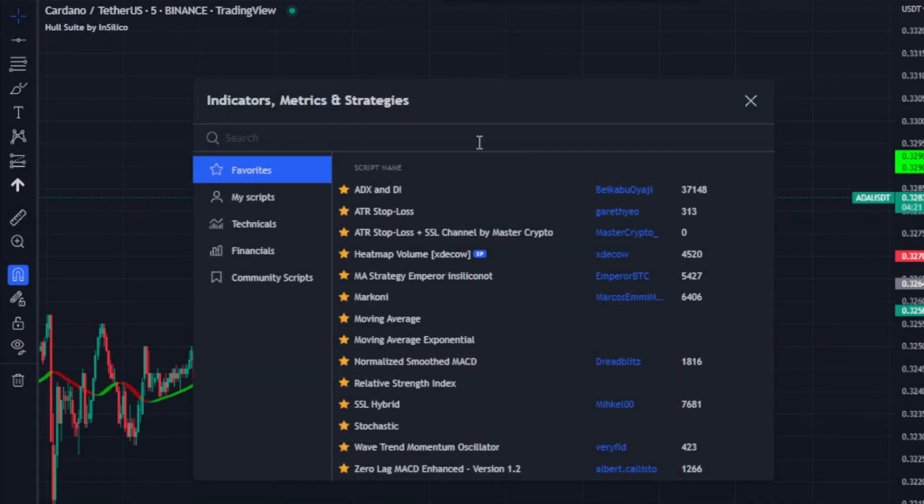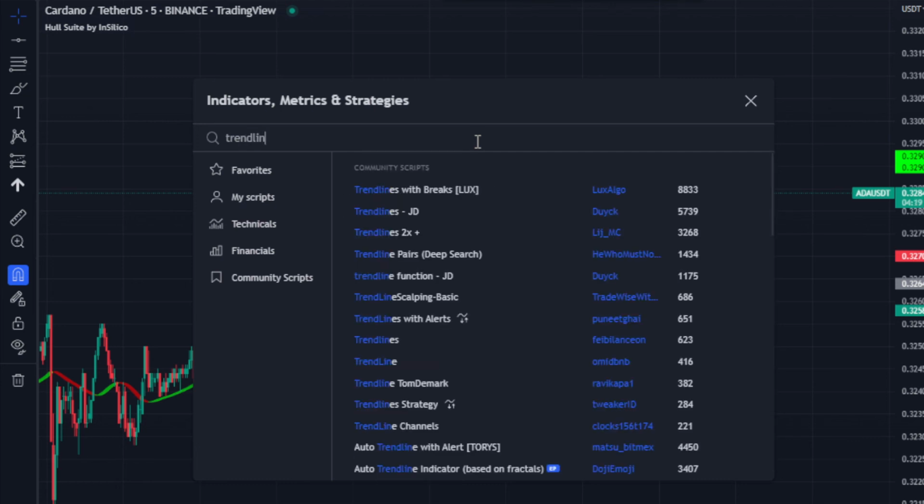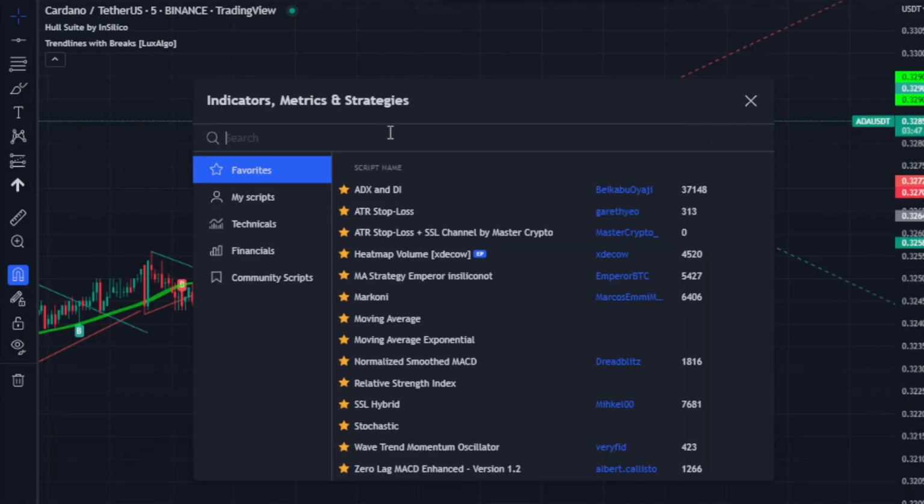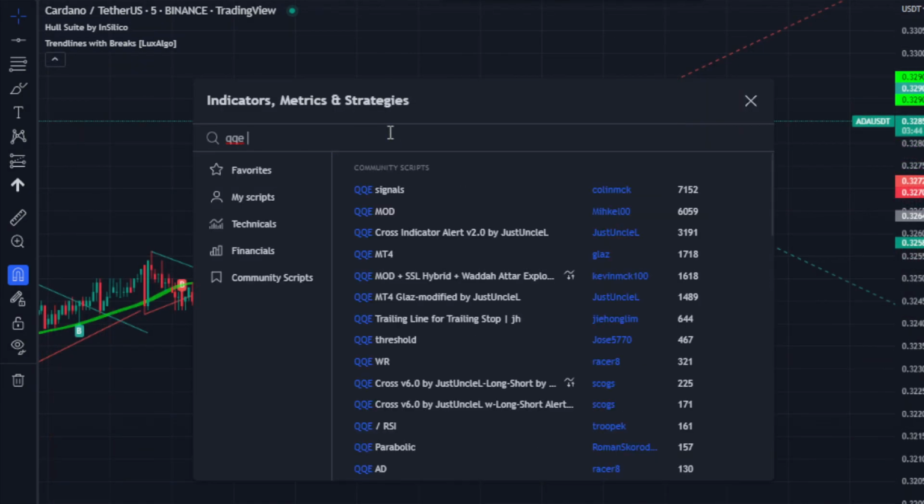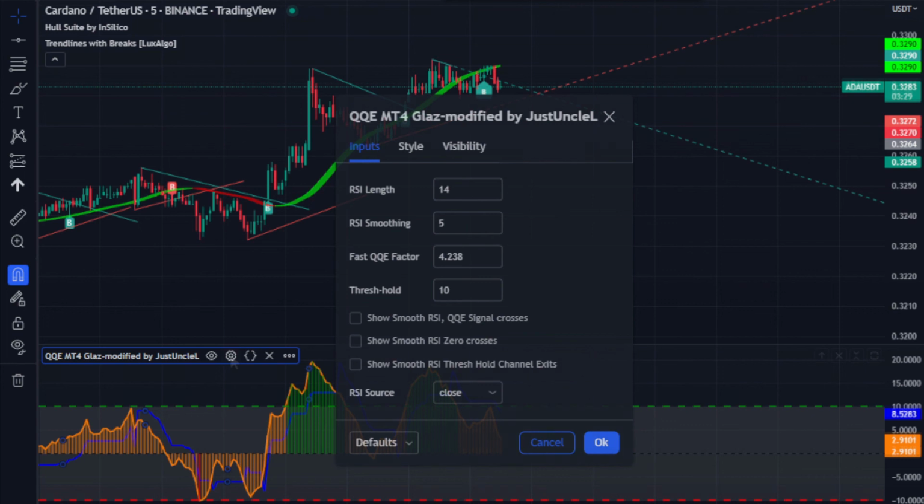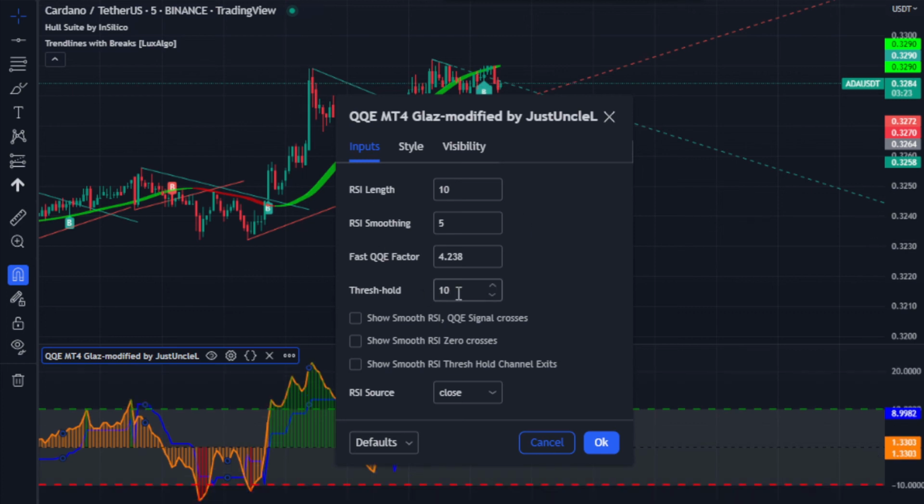The second indicator is trend lines with breaks created by LuxAlgo, and we leave this indicator by default. And finally we are going to add the QQE modified by just Uncle L indicator. And we are going to change the configuration of this indicator. Where it says RSI length we are going to change from 14 to 10. Where it says threshold we are going to change from 10 to 5.